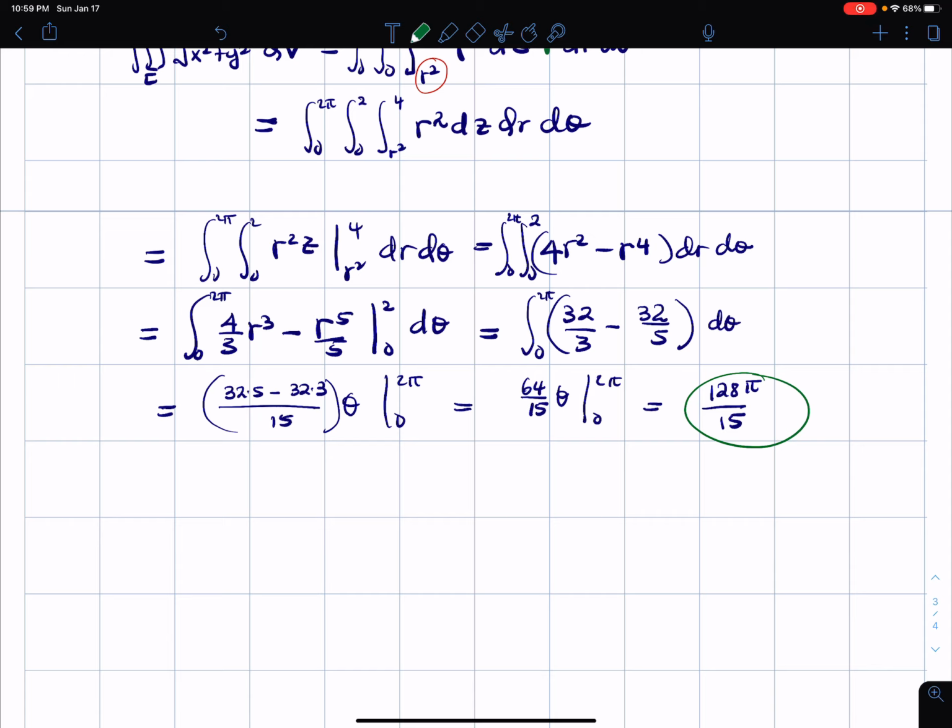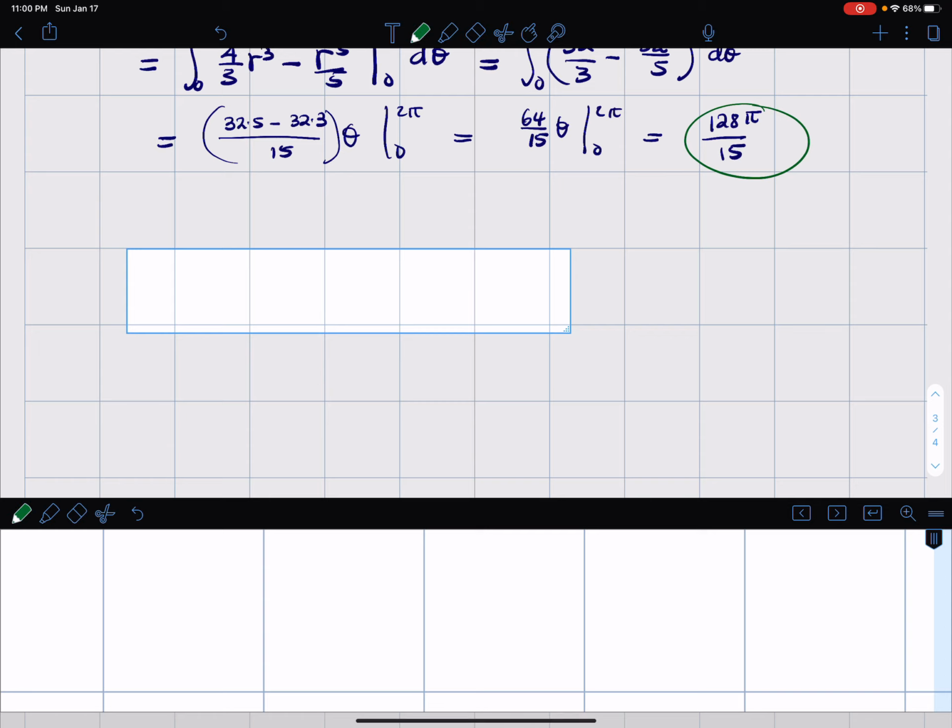All right. So another thing I want us to look at is spherical coordinates. Spherical coordinates are another interesting extension of polar coordinates.